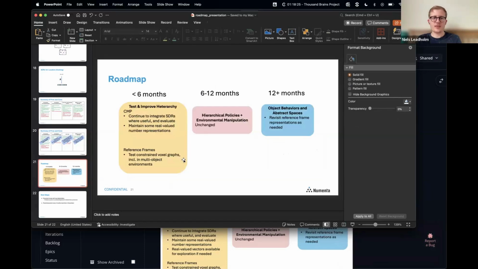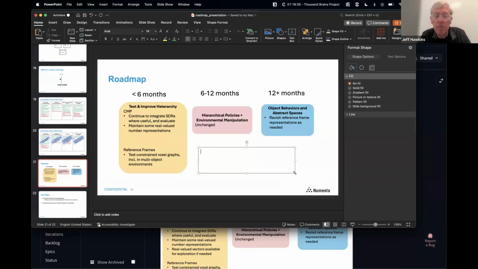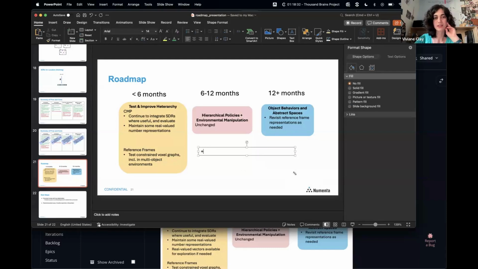Yeah. So the roadmap is not even a proper term here. Yeah, I think that's definitely the plan here. We can maybe write that more explicitly.